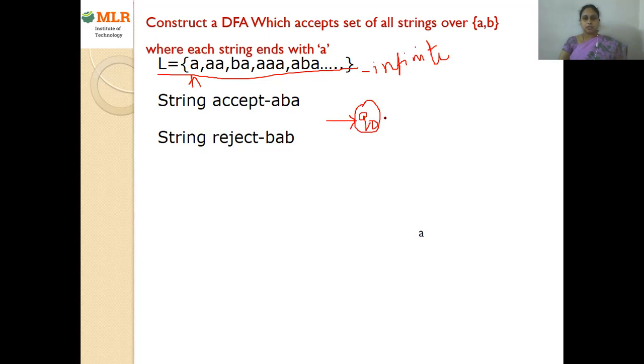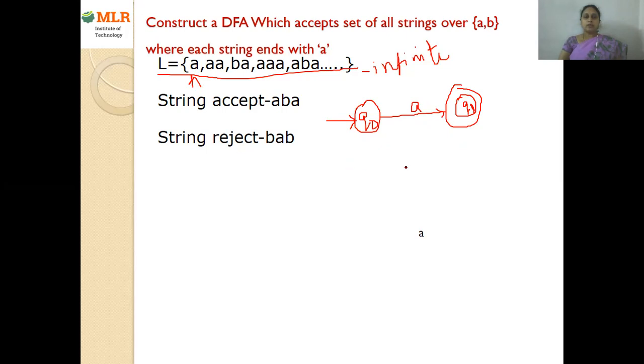Q0 is the initial state. By seeing a, it reaches the final state. This is the final state, right? Now, how have we reached the final state? By seeing a at the end. Now, is this a DFA? No. Why? Because we need to represent all the input symbols for the given states. That's why it is not a DFA.